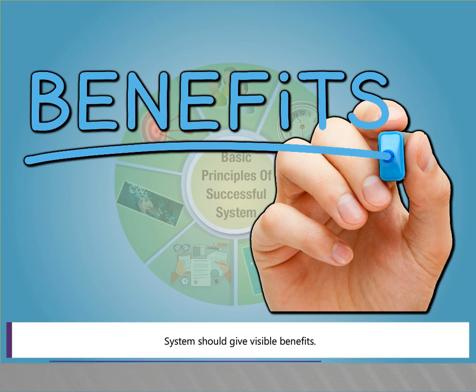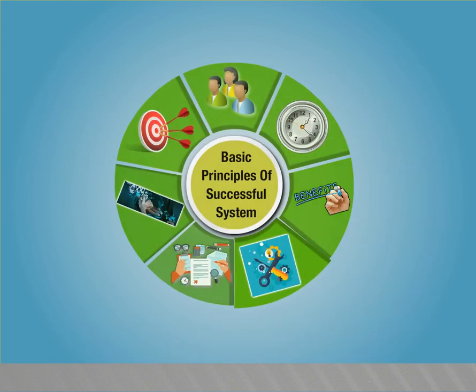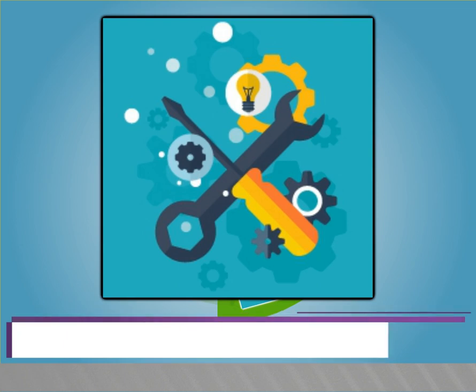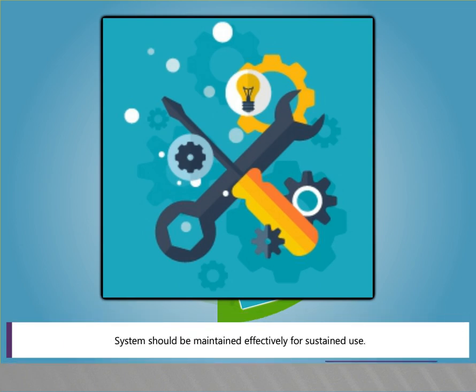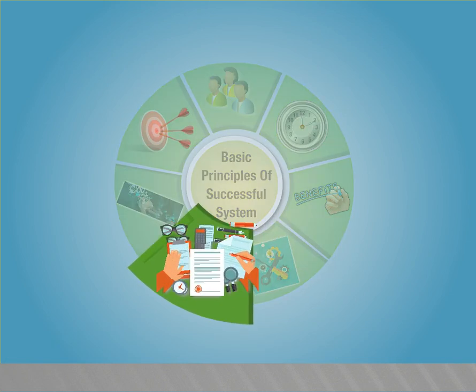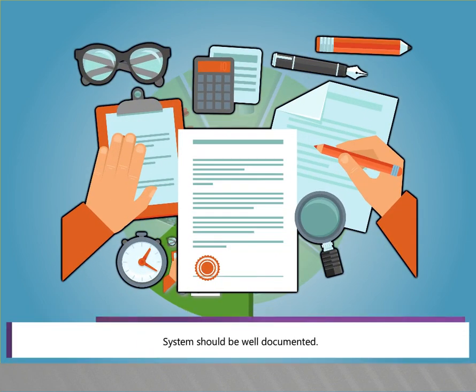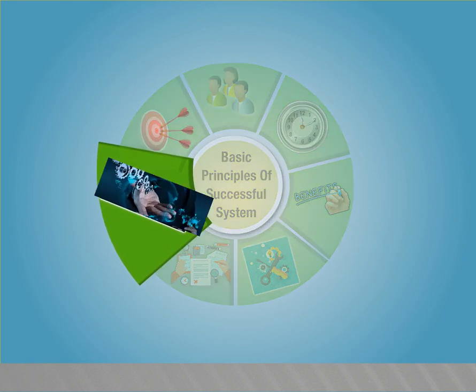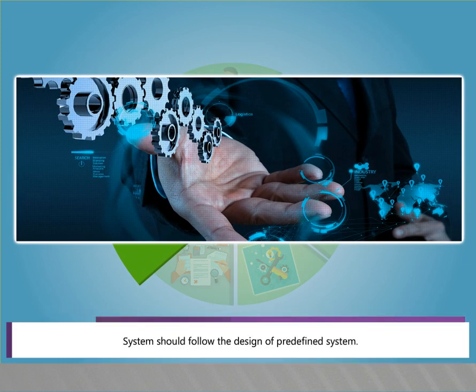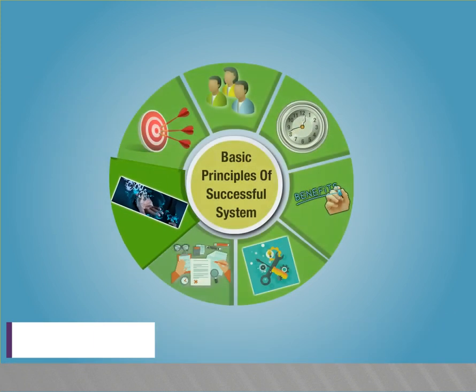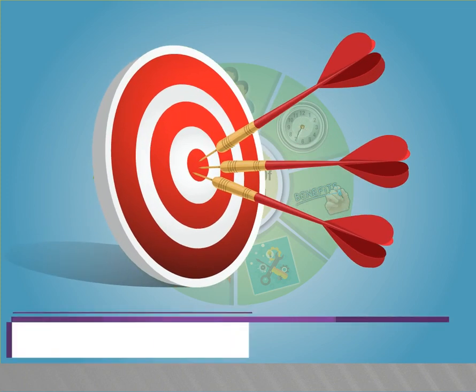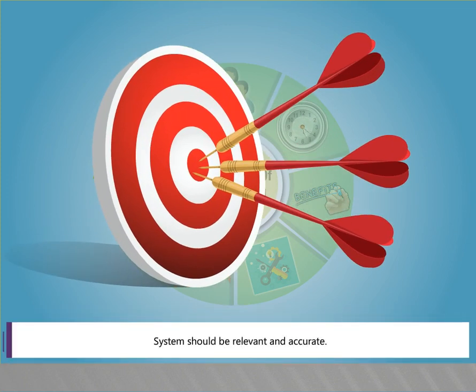System should give visible benefits. System should be maintained effectively for sustained use. System should be well documented. System should follow the design of the predefined system. System should be relevant and accurate.